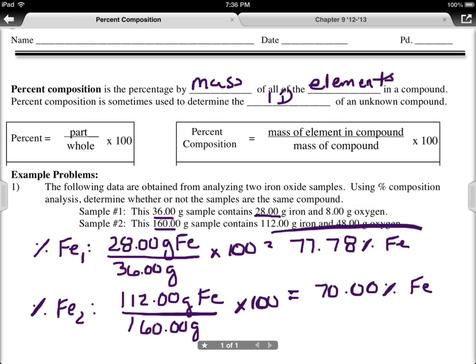So I can tell by comparing these 2 numbers that in fact the 2 iron oxide samples are not the same, and that is the answer to the question. And the percentages are my evidence.